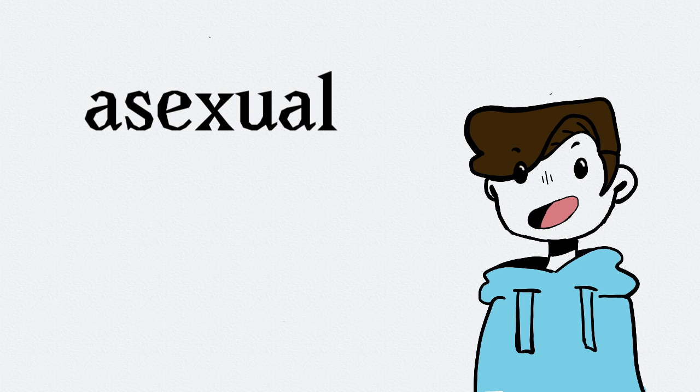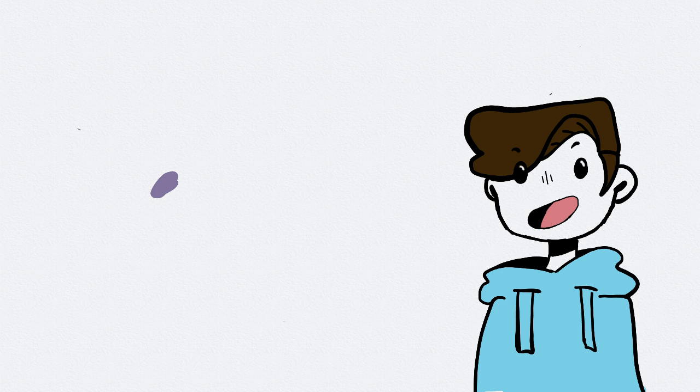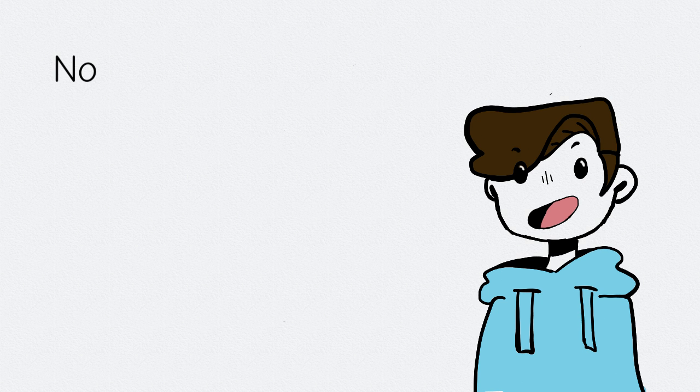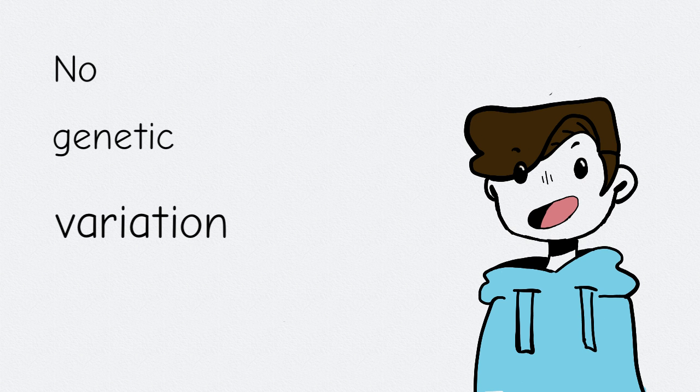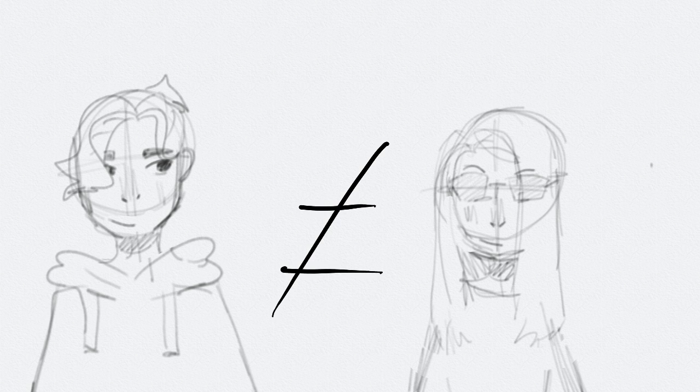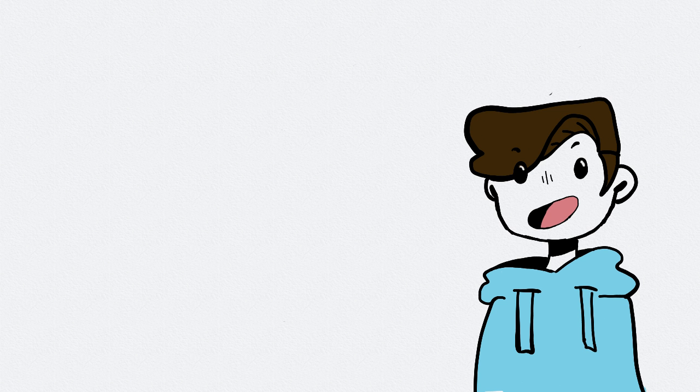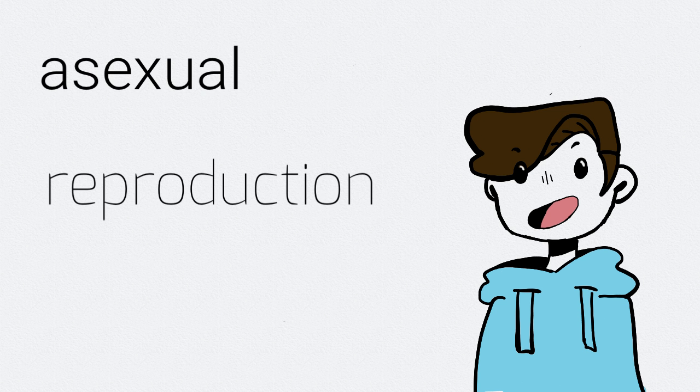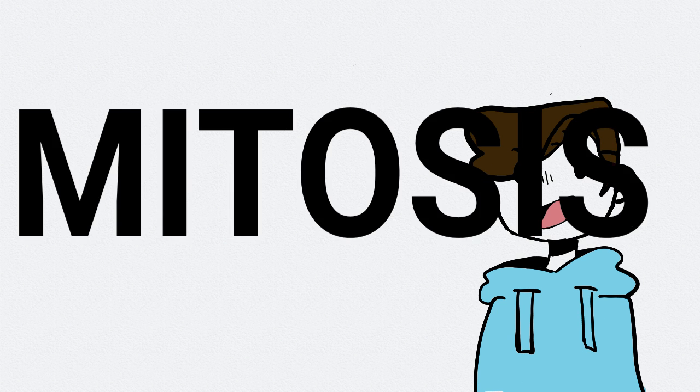Both have advantages and disadvantages. For example, asexual reproduction is faster and produces large amounts of offspring, but there's no genetic variation since all offspring are identical, while sexual reproduction is slow and produces fewer offspring, but they're genetically different. For now, I'll focus on asexual reproduction of a eukaryotic cell, which is called mitosis.